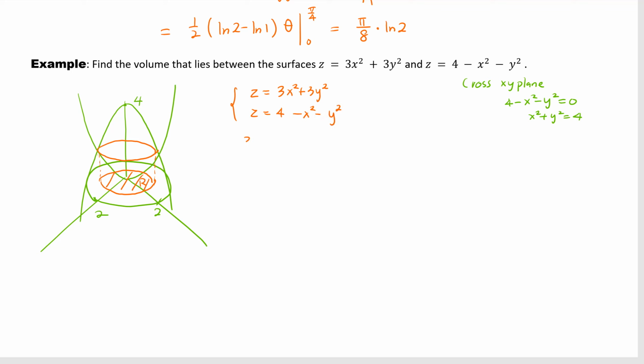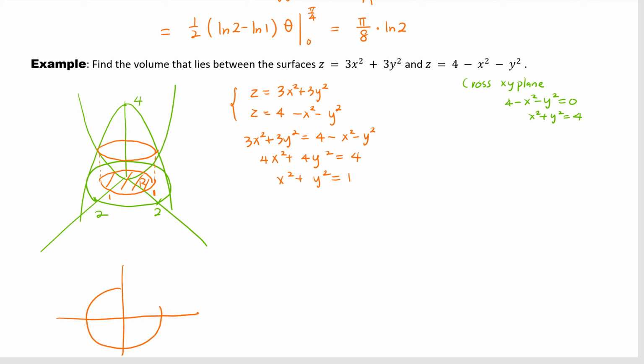Well, the z values are equal, so just set them equal. Move all the x squared and y squared terms to the left. We get 4x squared plus 4y squared equals 4, so x squared plus y squared equals 1. Oh, so when we project this intersection down to the xy plane, it is actually a unit circle. So our region R is a unit circle.